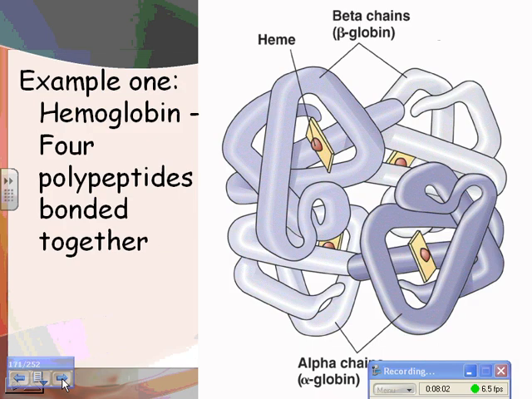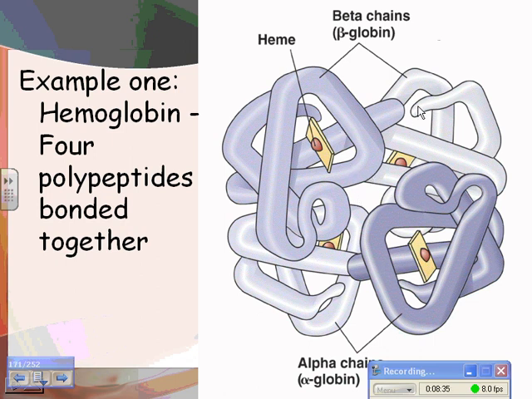So you can use the term polypeptide chain almost interchangeably with protein, but they're a little bit different in that if you have a quaternary structure, you have more than one polypeptide chain to make your protein. So an example is hemoglobin. There are actually four polypeptides bonded together to make hemoglobin. So here's one, and here's another, and here's another, and here's another. There are two alpha chains and two beta chains, and they have this heme group attached to them. But there are these four different chains that make up the protein.